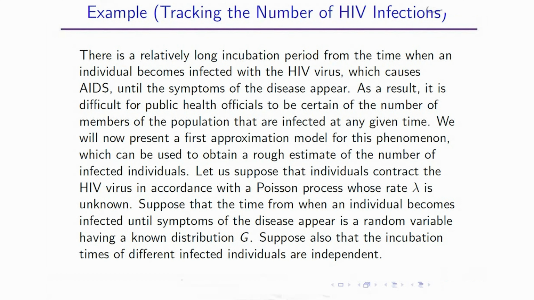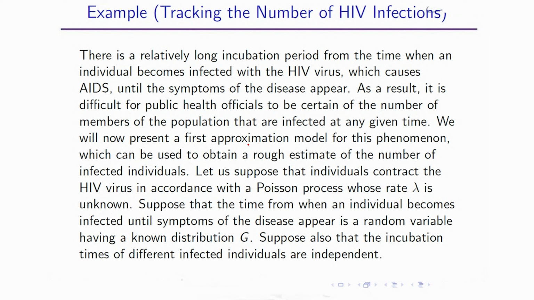Welcome to the class of stochastic processes, tracking the number of HIV infections. This is a very good example that teaches how the number of HIV positive patients can be estimated. We know that the incubation time from the time when an individual becomes infected with the HIV virus until the symptoms of the disease appear is very, very long. As a result, it is difficult for public health officials to be certain of the number of members of the population that are infected at any given time.